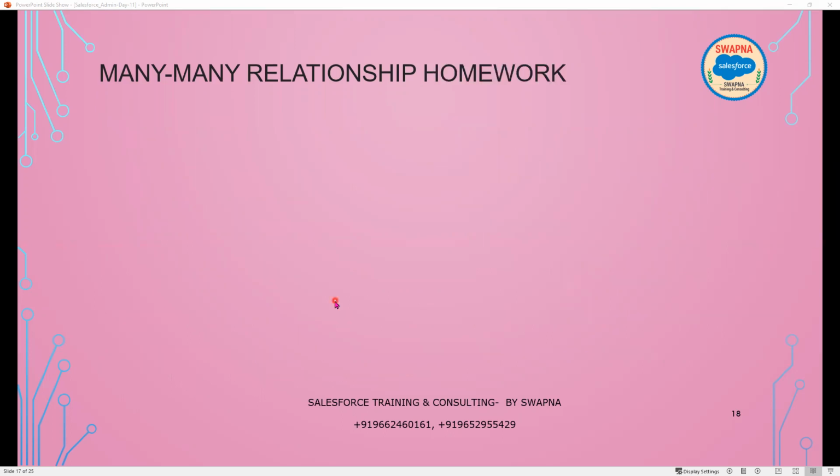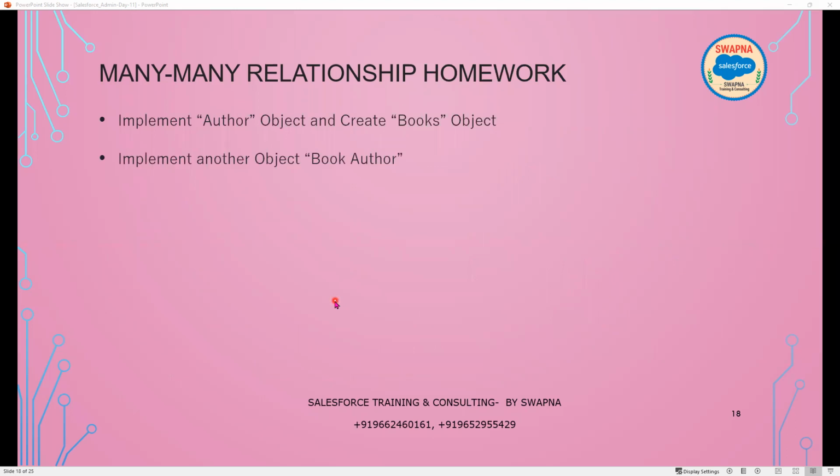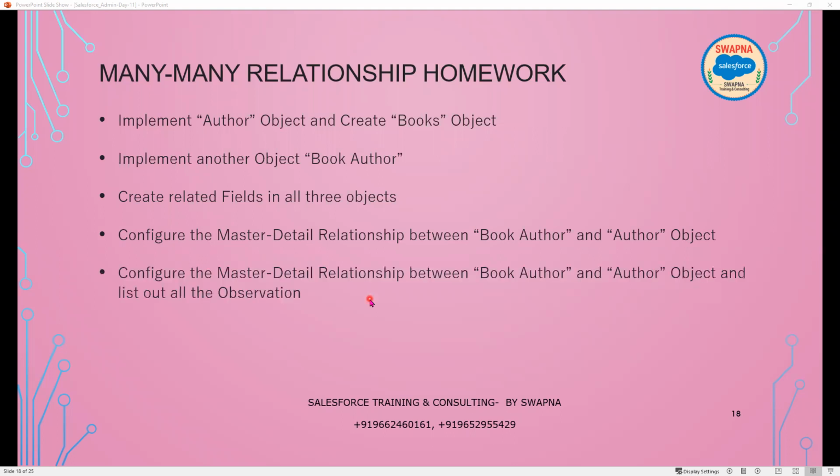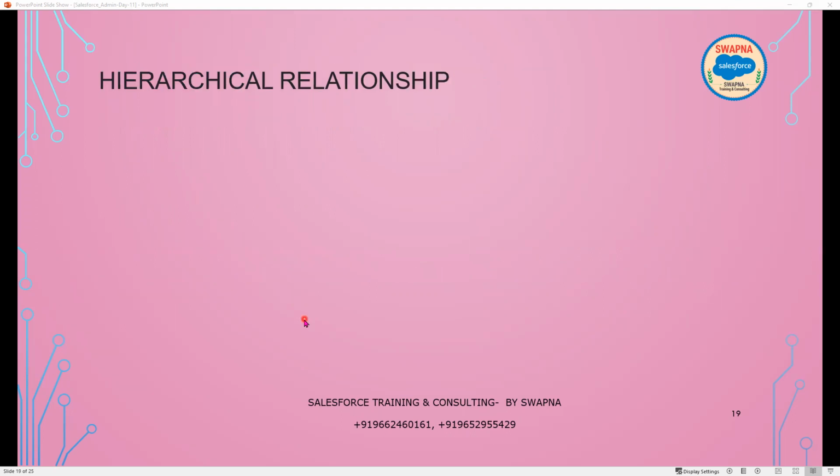And the next homework, which I have already provided: implement an author object, both the records, and also implement a book author object. You need to create fields inside all three objects. Then implement a master detail relationship between the book author and author object. Similarly, implement a master detail relationship between the book author and book object. Then list out all your observations. You have already taken this homework. The next one is the hierarchical relationship.